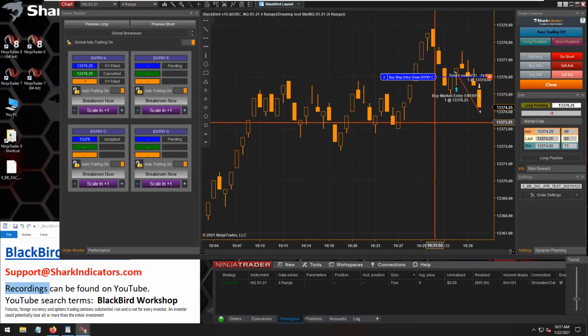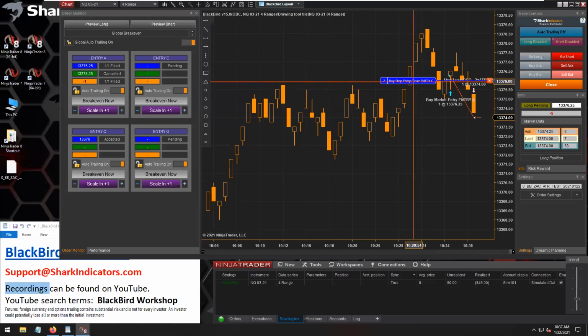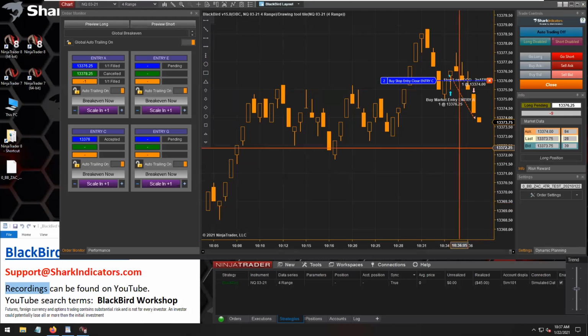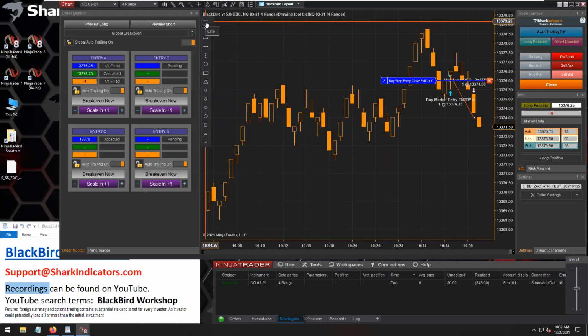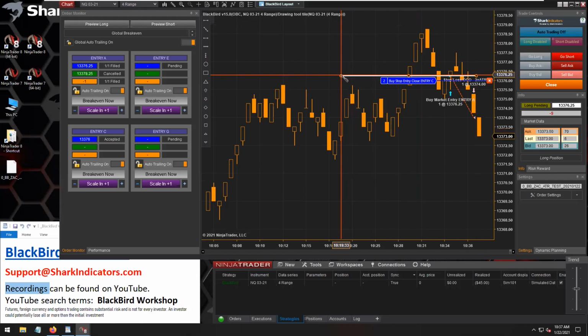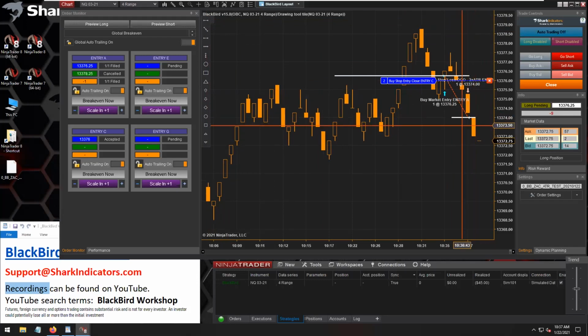All right, so there is our entry order for C. Let me neutralize the trend. Here, let's draw a line. This line is where order A was filled. The market entry order was filled right there. And then we'll also draw a little short line. And that was our stop loss right there.